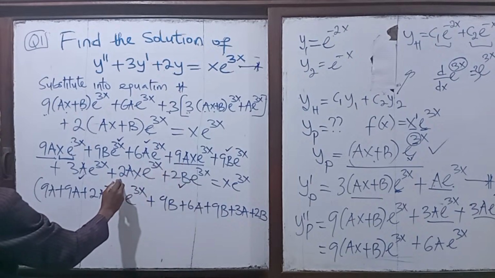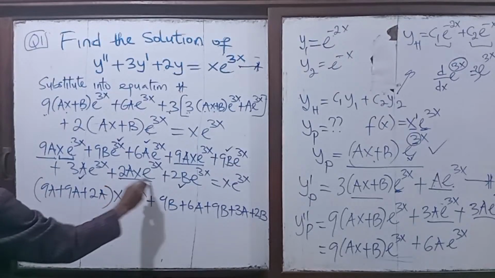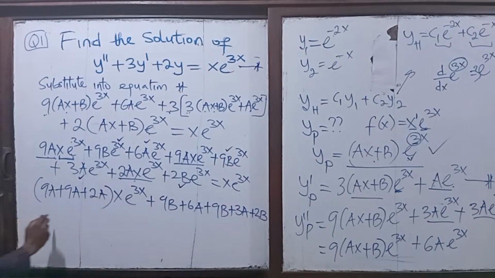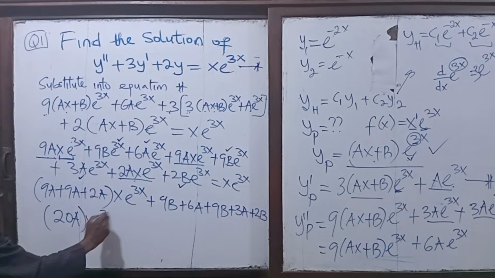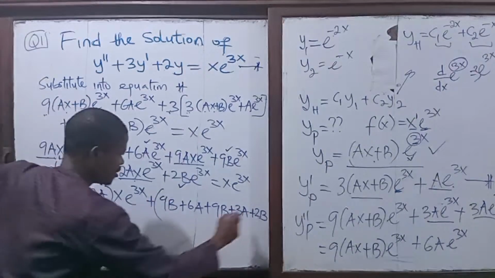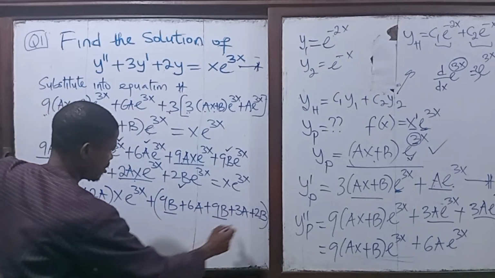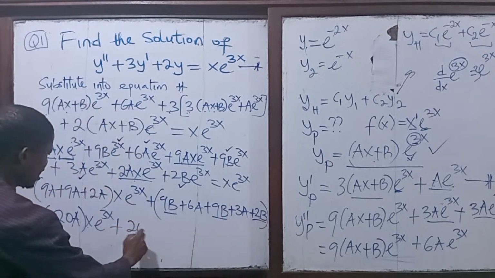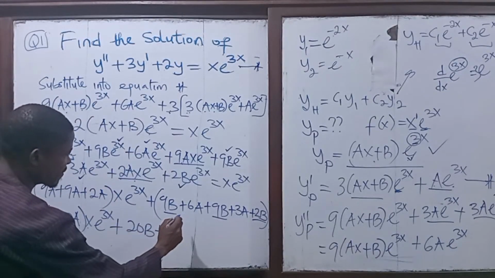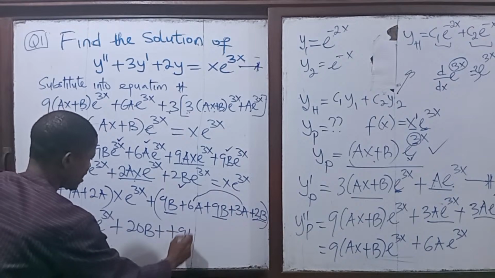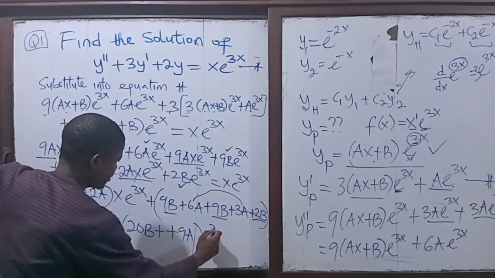One is here. That's 2a. So there are three of them. 1, 1, 2, 3. Okay. So making 20a, 20a x times e to the power 3x. Don't forget to put this one times plus 9b plus 9b plus 2b. That's 20b plus this, that's 20. And then this 2, that's a plus 9a times e to power 3x.